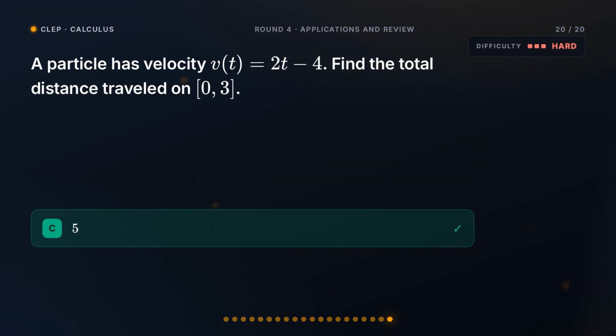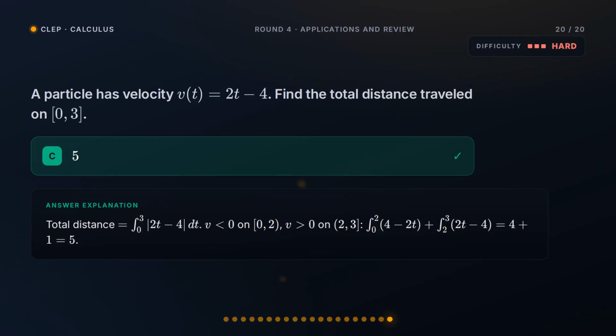The answer is C, 5. Total distance is the integral of the absolute value of velocity. Velocity is negative from 0 to 2 and positive from 2 to 3. The integral over the first part gives 4, and over the second part gives 1, for a total of 5.